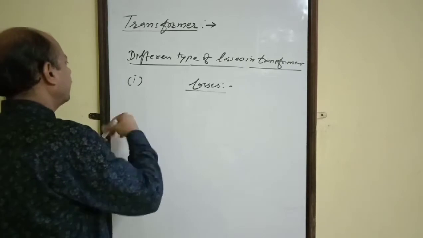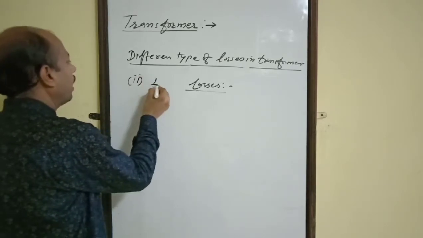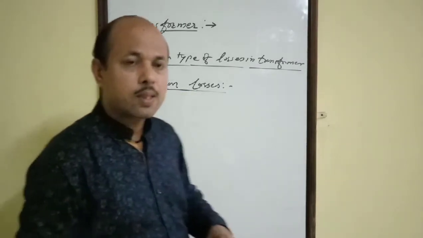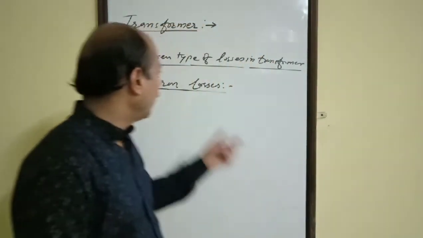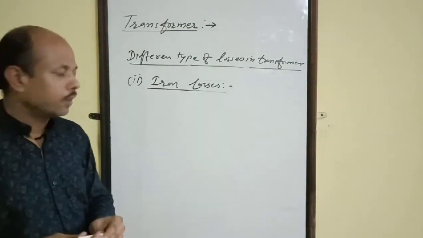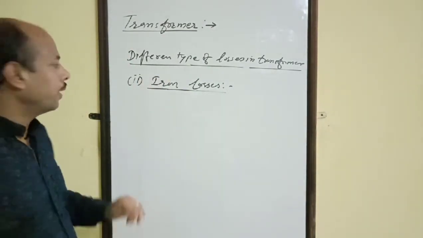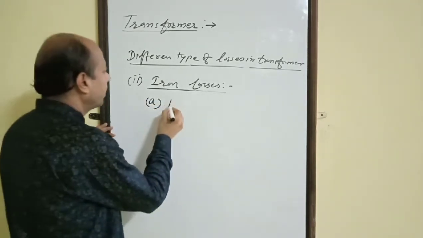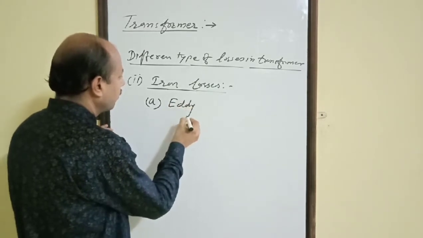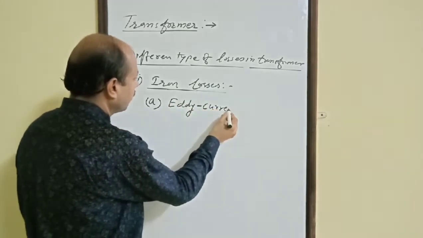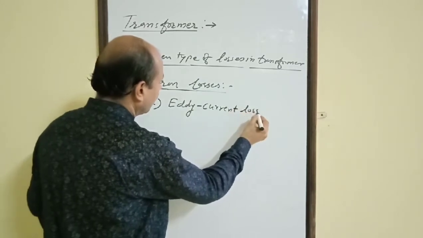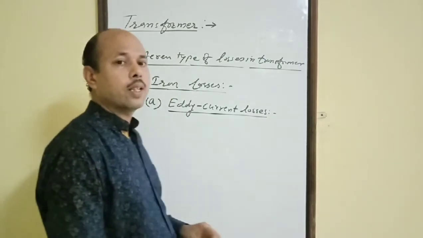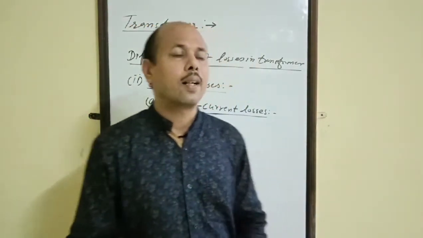Then second we can say iron losses. Here again, iron losses means the losses due to iron, and iron losses can be divided in two parts. Number one part, eddy current losses, or we can say losses due to eddy current.